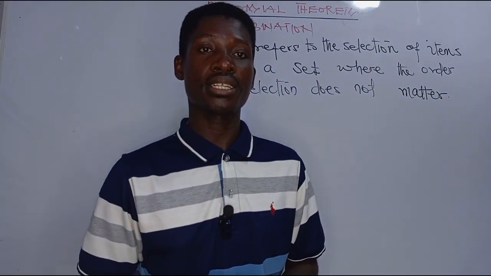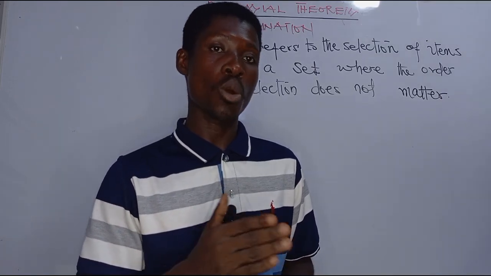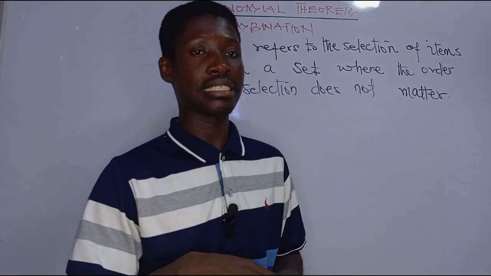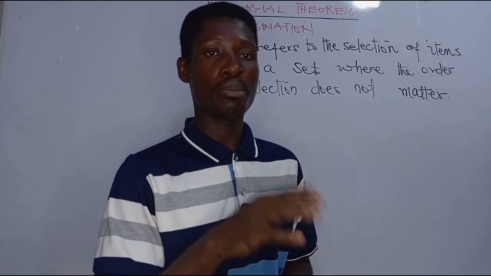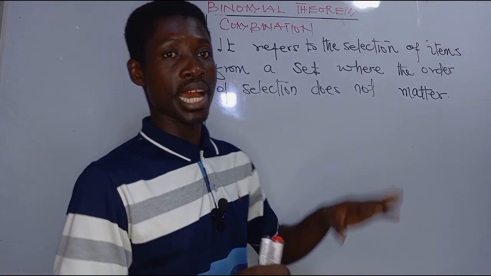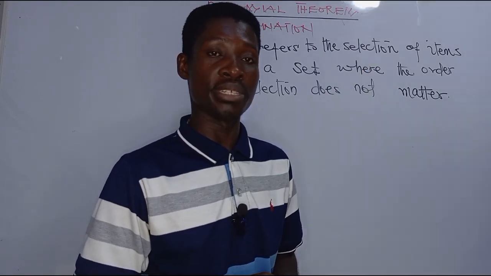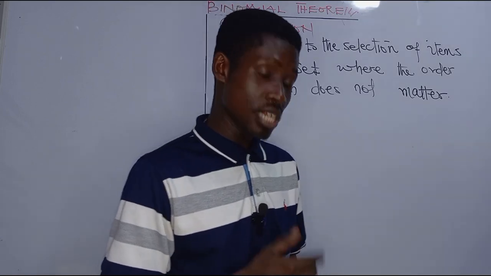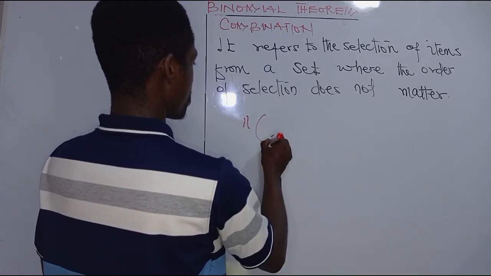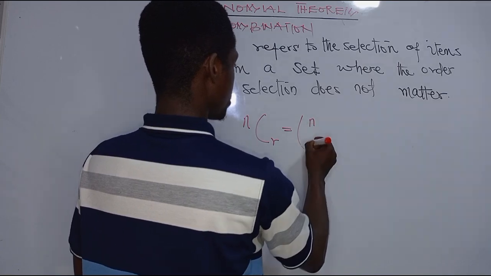In this very lesson, we shall be looking at combinatorial numbers, also known as combination numbers or combination. Combination will be discussed in detail under the topic probability, but here in binomial theory, we are just going to look at the evaluation of combination numbers. Combination R is written as n combination R.